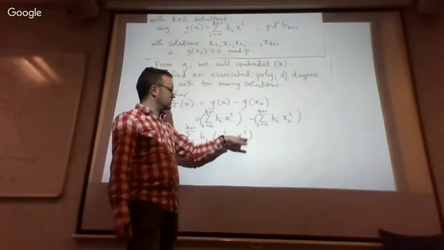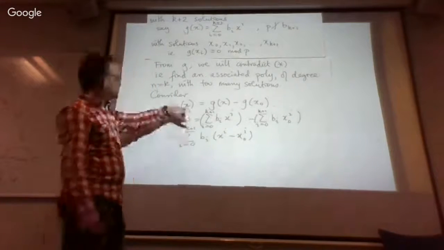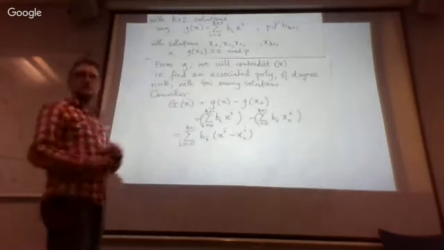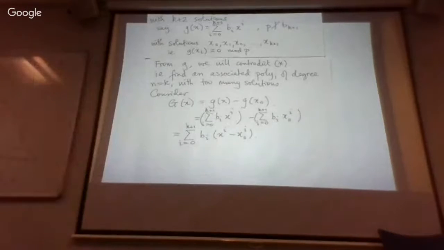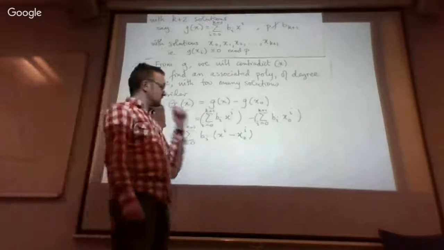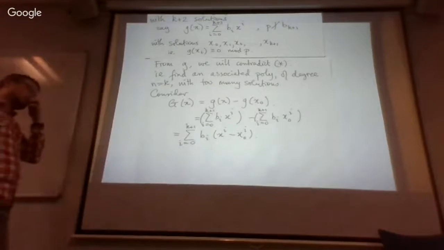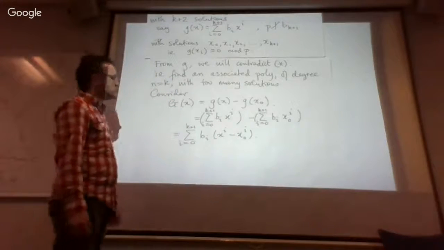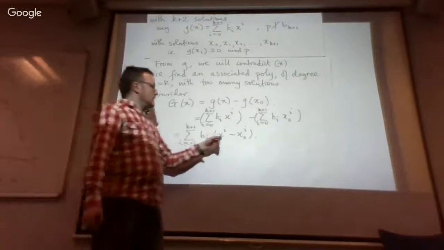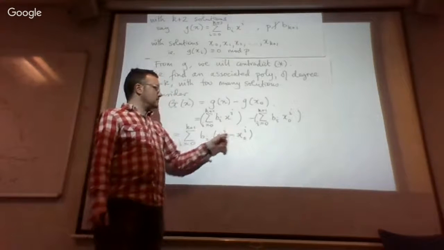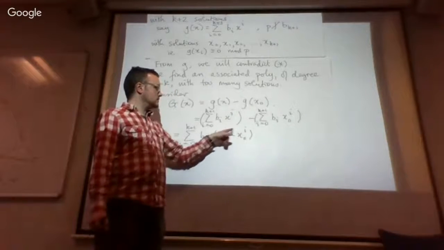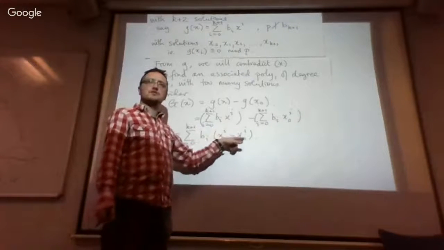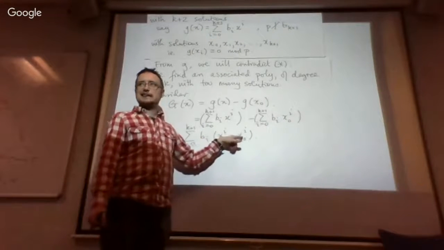And x naught is some fixed number, remember now. x is the argument to the polynomial. x naught is some fixed number. It's one of the solutions of little g. So we've got capital G like this. Now what do we notice here? We're trying to step down the degree a little bit. Well, here we've got a difference of powers. The power is the same in each term. You've got a difference of powers of these two items, x and x naught.